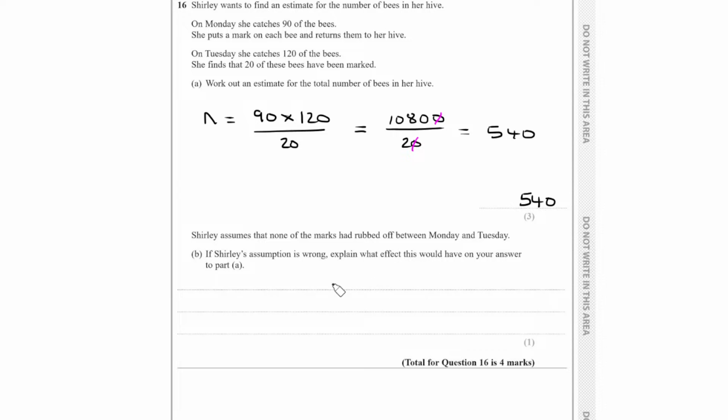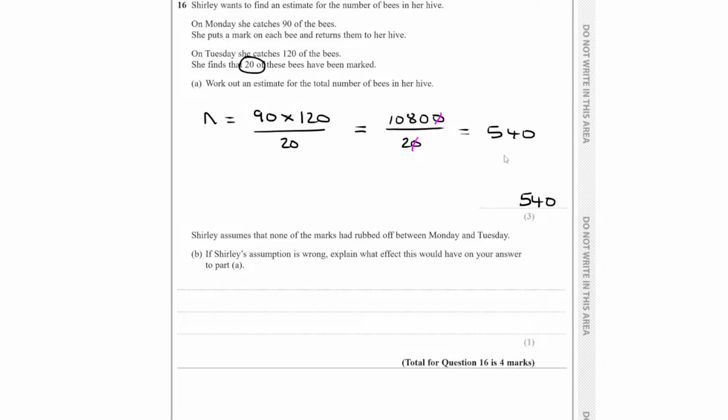Then often there's this part B. Shirley assumes that none of the marks had rubbed off between Monday and Tuesday. If Shirley's assumption is wrong, so let's say some of the marks have rubbed off, explain what effect this would have on your answer. So if some of the marks have actually rubbed off, then the 20 should technically be higher, shouldn't it? That would be a bigger number. So think about your calculation. I would be dividing the numerator by a bigger number, so my answer would be smaller.